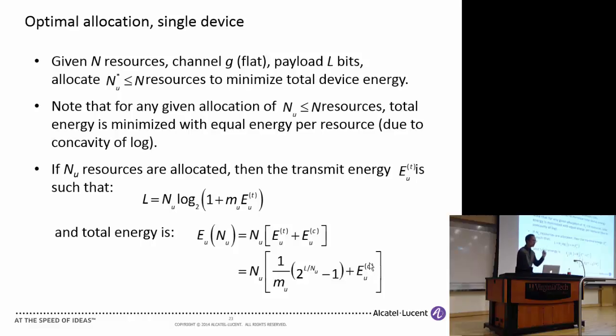When we calculate the total energy for this device, it is the number of resources times the energy per resource, which we've solved from up here, plus the overhead circuit energy. And so for each resource, you expend EC joules. Okay, so just remember, here is the formula for the energy for a particular device if we allocate NU resources to communicate L bits. That's the expression for the total energy expended.